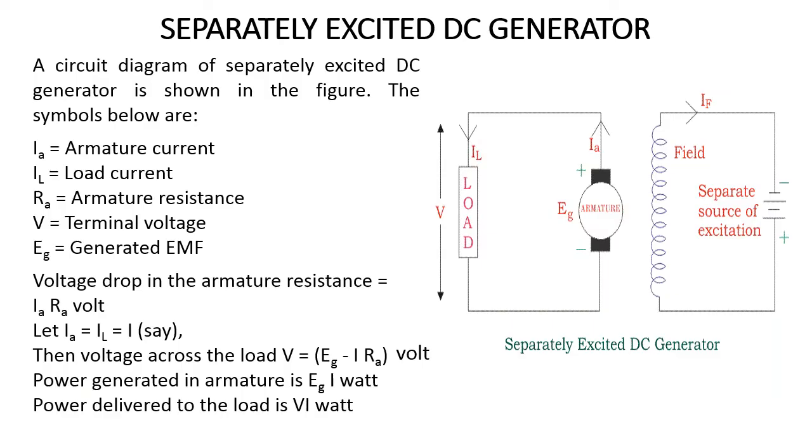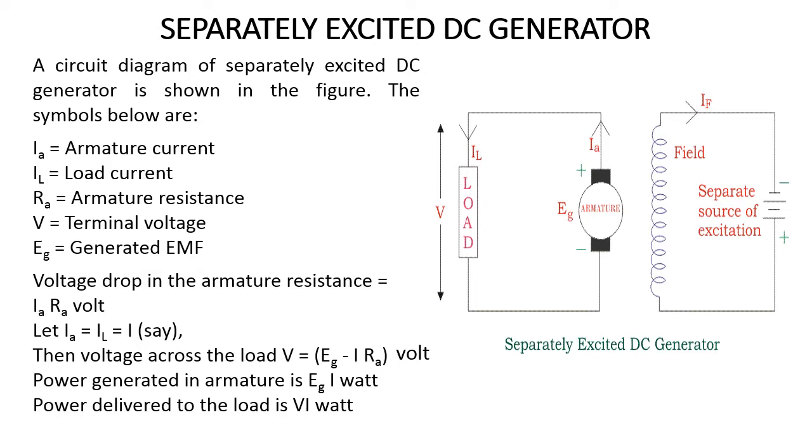The circuit diagram of the separately excited DC generator is shown in the figure. The symbols used are: Ia is the armature current in amperes, IL is the load current in amperes, Ra is the armature resistance in ohms, V is the terminal voltage in volts, and Eg is the generated EMF in volts. The voltage drop in the armature resistance is equal to Ia times Ra volts.